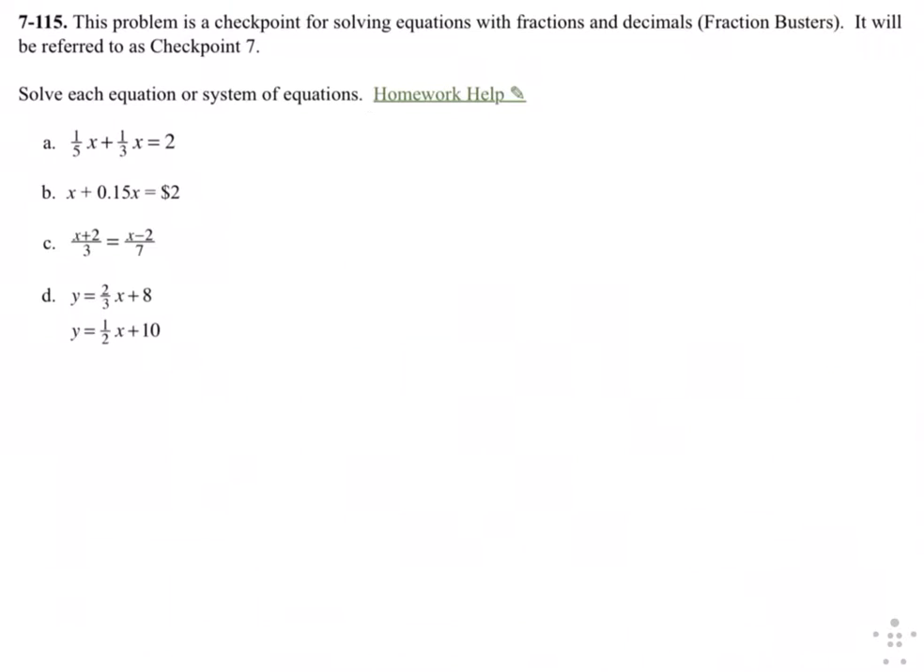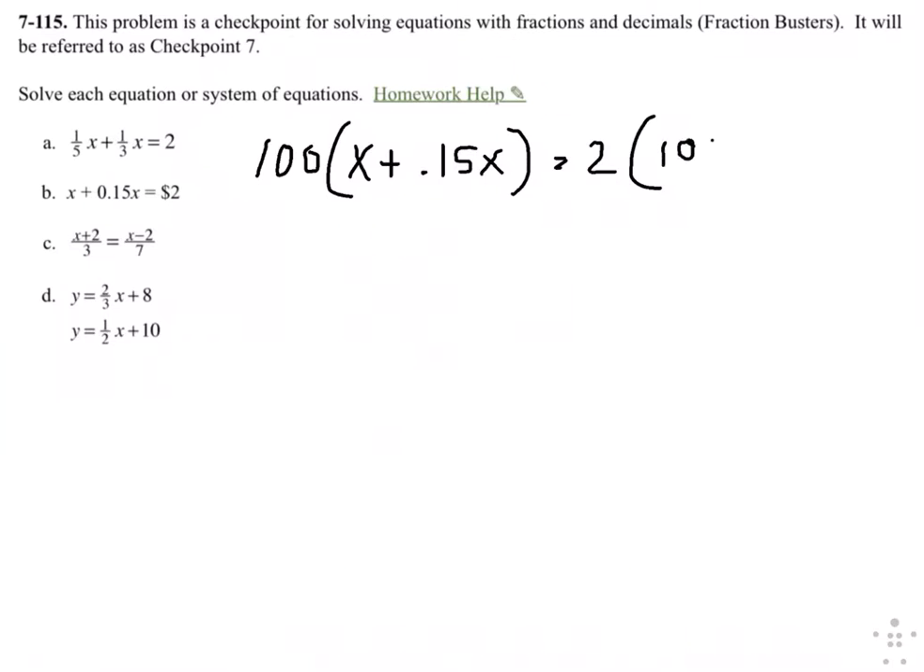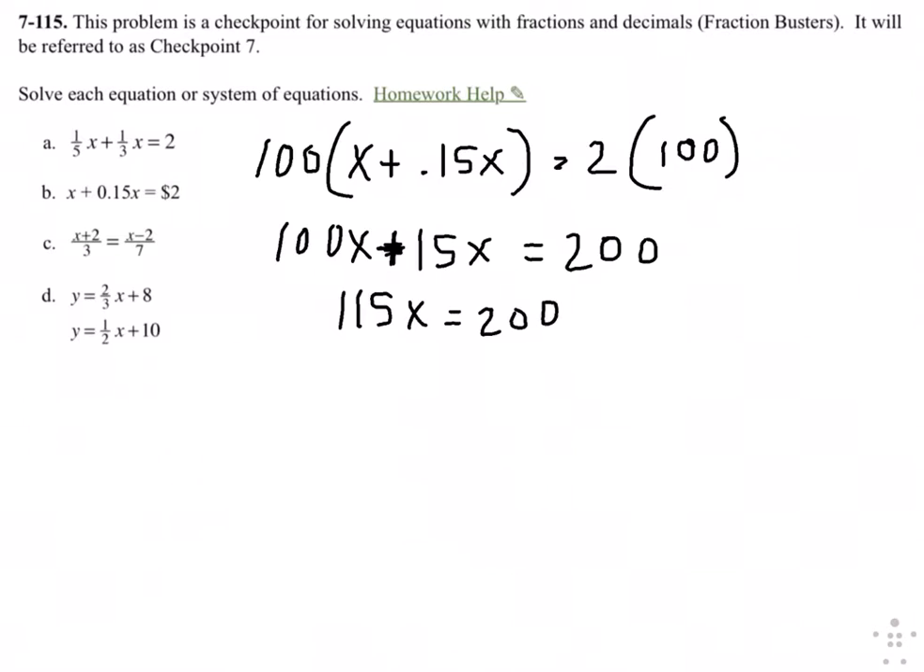Okay, for B, I have x plus 0.15x. Here you have a choice. You can just eliminate the decimals by multiplying by 100 if you think it makes it easier. I'll just show you doing that. Whether you do it or not is your choice. So now I have 100x plus 15x equals 200. So I have 115x equals 200. Divide by 115. And I get x equals 200 over 115.